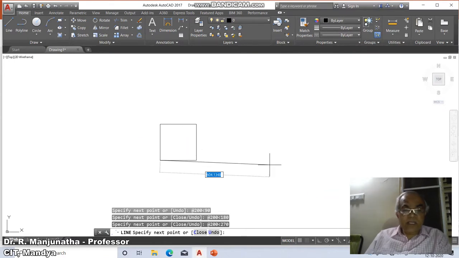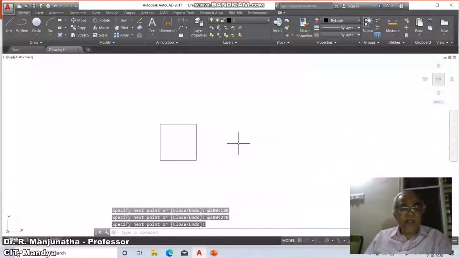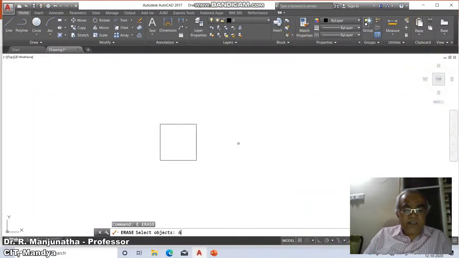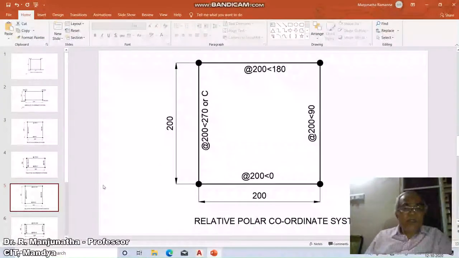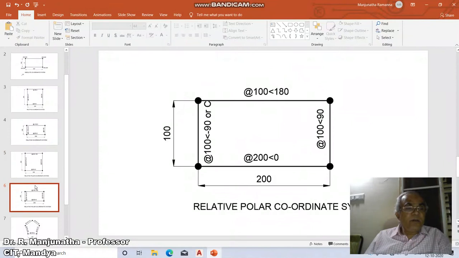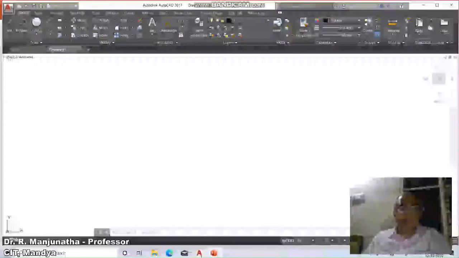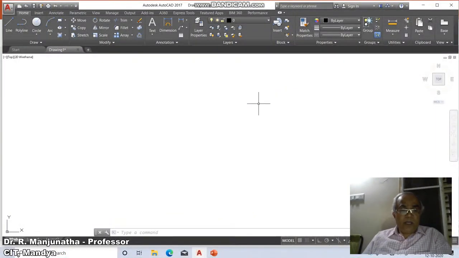Once you complete this sketch, again you say null return so that it is going to cancel the command. Now to erase this, I will say erase, select objects, all and delete this. Now we will go to one more type of coordinate shape wherein we are going to create a rectangle, again using the relative polar.